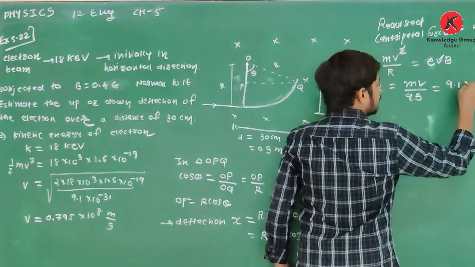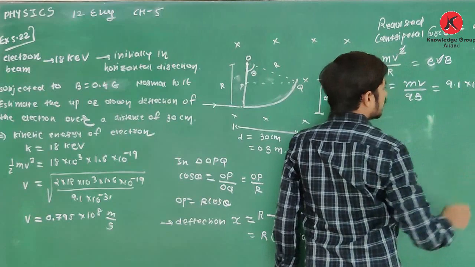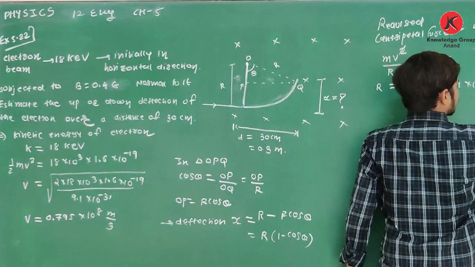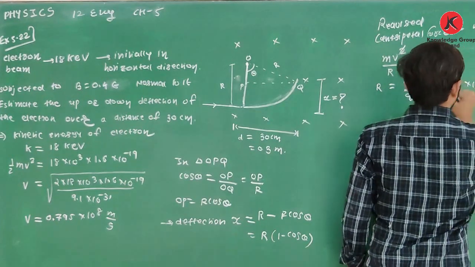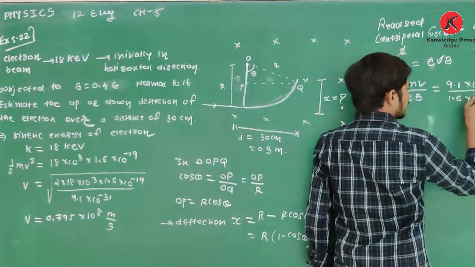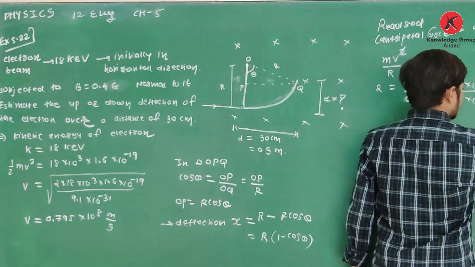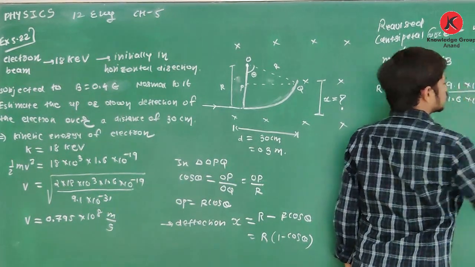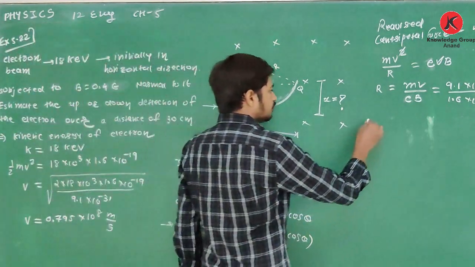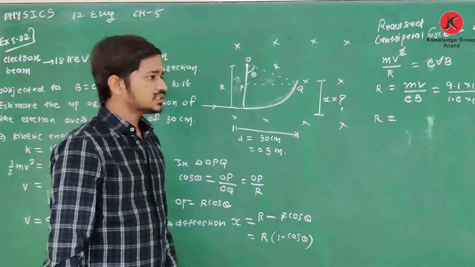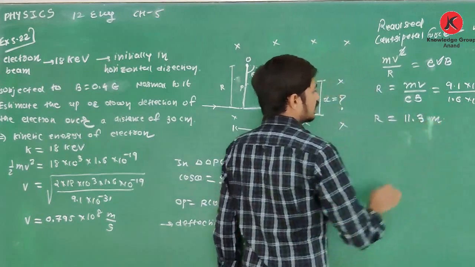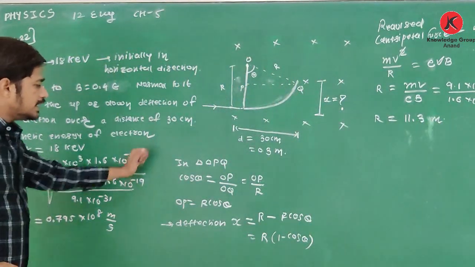Mass of electron is 9.1 into 10 raised to minus 31. V, what is the value of v? It is 0.795 into 10 raised to 8, divided by q, that is the charge of electron, means this e, which is 1.6 into 10 raised to minus 19, and the magnetic field is 0.4 Gauss, so it is 0.4 into 10 raised to minus 4 Tesla. If you calculate this, you will get the value of R to be 11.3.